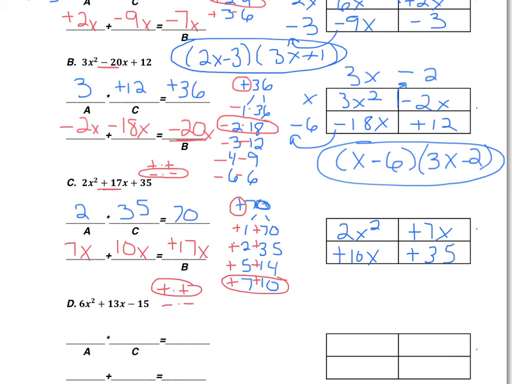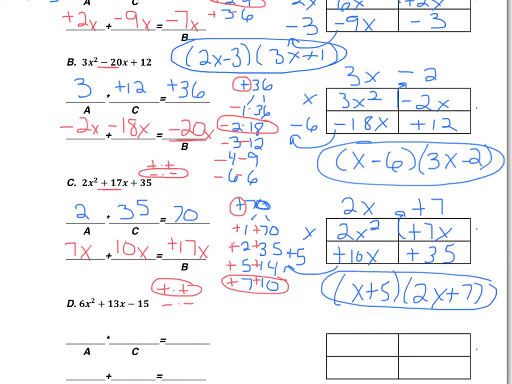So in the top I just have x, 10 and 35, I can divide by 5, positive, because that's positive. And between 2 and 10 I have 2x, and then 7 and 35 I have 7. And again, that's positive because that's positive. So we end up with x plus 5 times 2x plus 7.